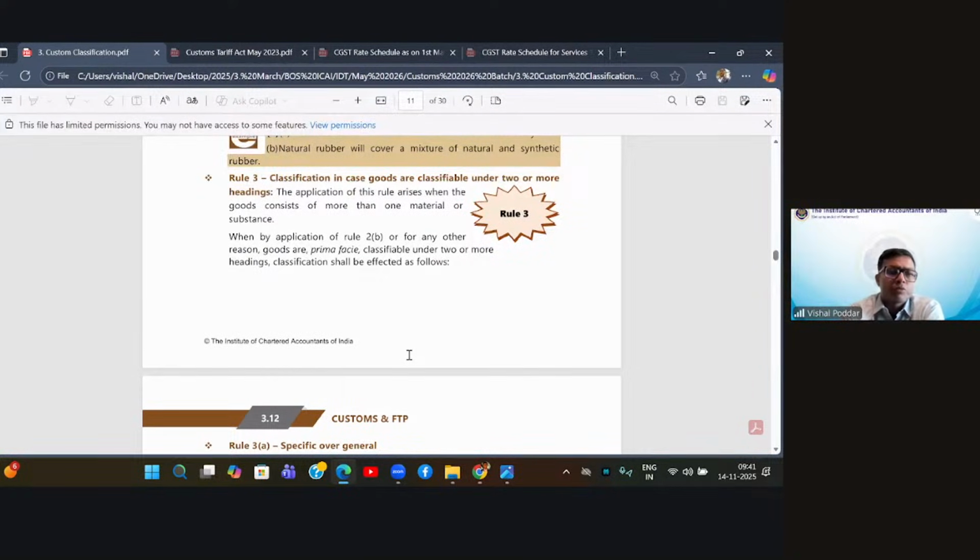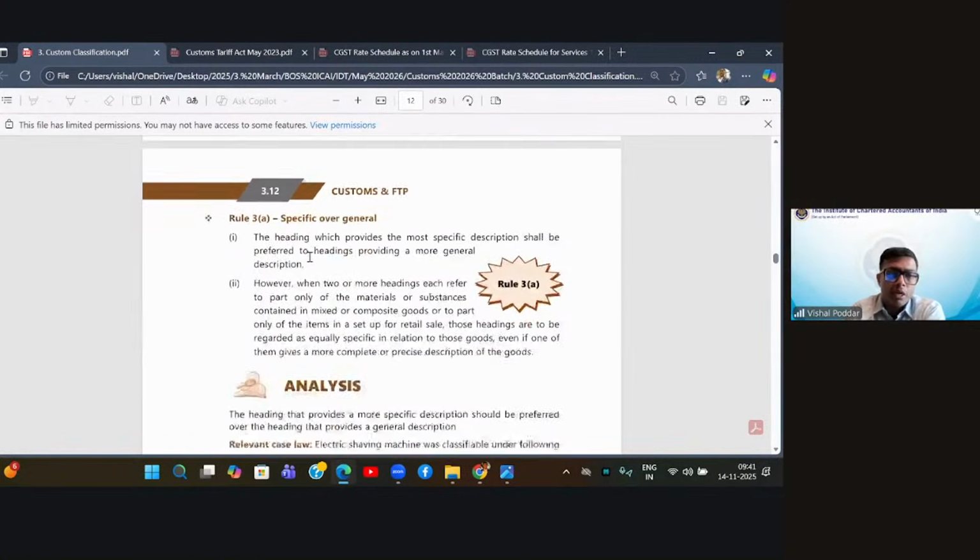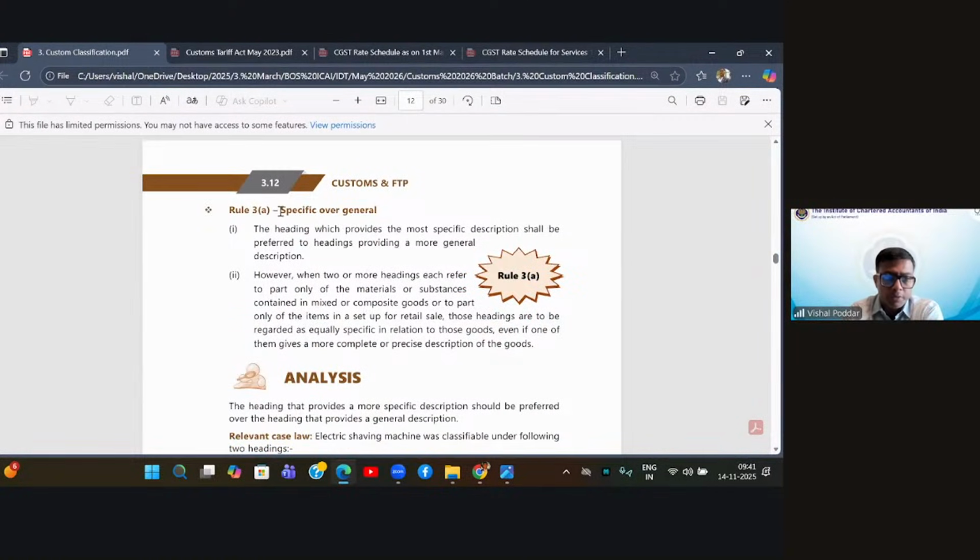Now, rule 3 will guide you. So, where by applying rule 2B, or for any reason, goods are prima facie classifiable under two or more chapters or headings, then how does classification have to be done? First it says apply rule 3A. What does rule 3A say? Specific over general. So if you find your product made of two or three items, and because of rule 2B it becomes classifiable in two or more chapters, then under which chapter will you cover your product? The answer is, here I will apply this rule.